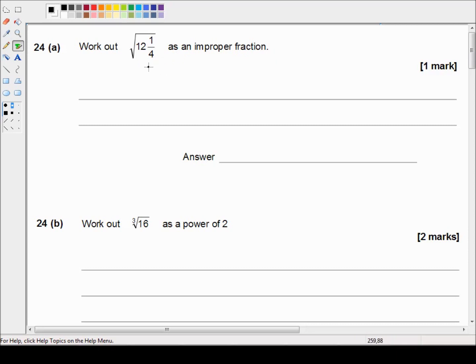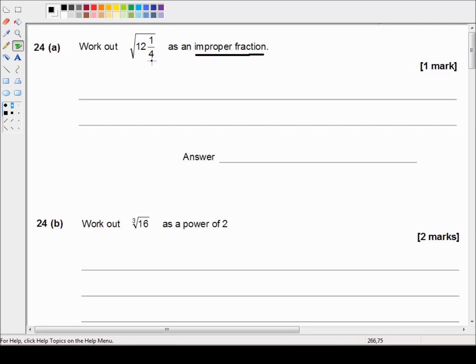Okay, well one of the biggest mistakes people make is just to get overwhelmed by this idea that the square root of 12 1/4 is like, I don't know the square root of 12 1/4. How am I supposed to know the square root of 12 1/4? Well, if we take our clue from this improper fraction and convert the 12 1/4 into an improper fraction, then we'll see where we're at.